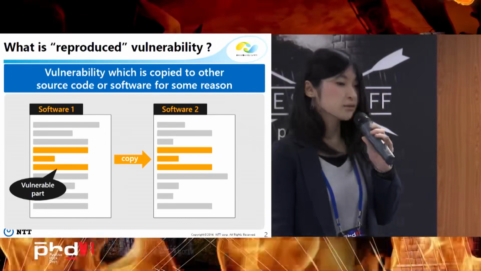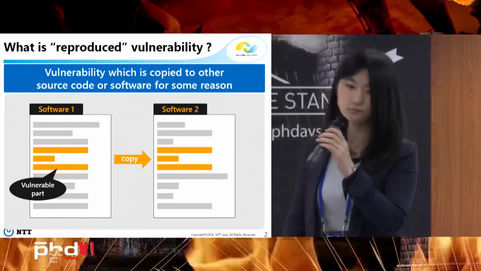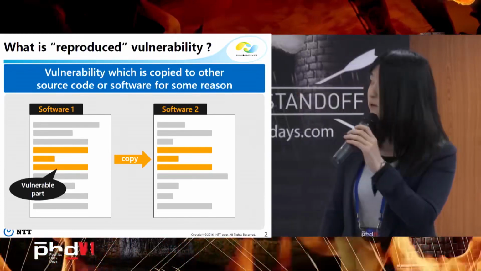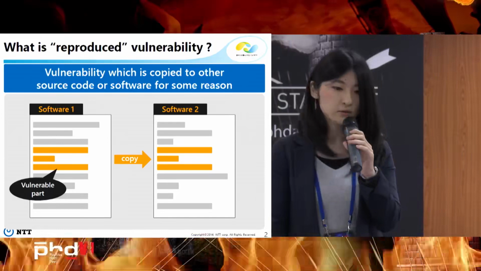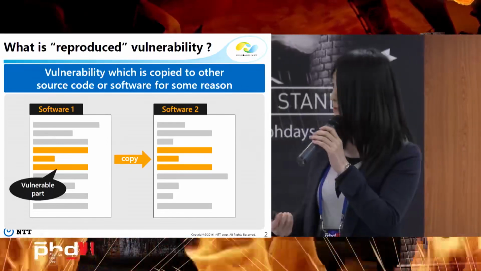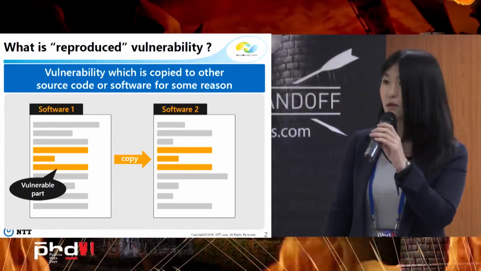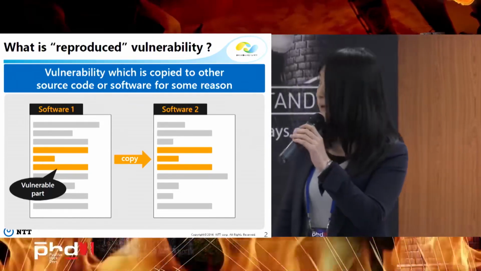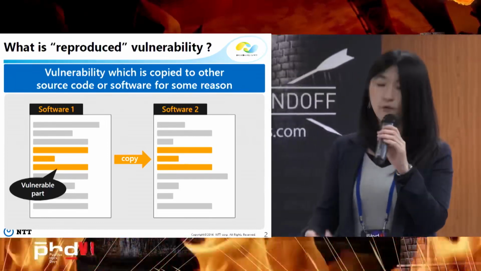Firstly, I want to start with what reproduced vulnerability is. The answer is that a reproduced vulnerability is a vulnerability which is copied to other source code or software for some reason. Reproduced vulnerability is also called a code clone vulnerability, but in this presentation, I will use the term reproduced vulnerability.